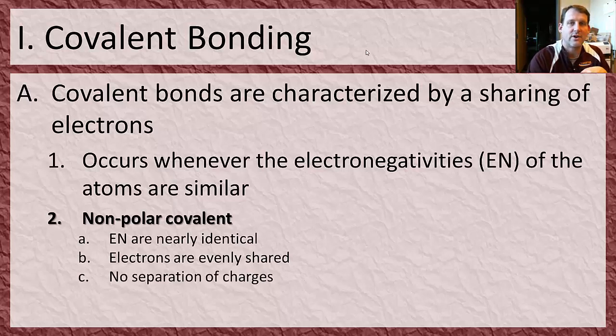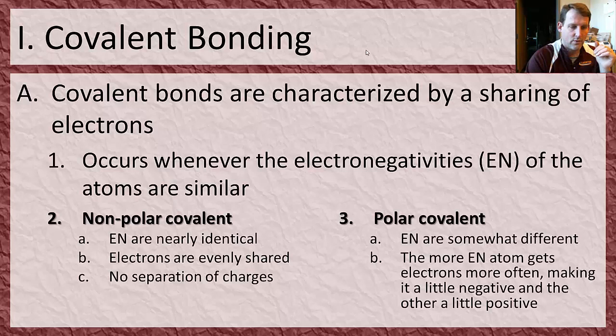The other possibility is the electronegativities are a little farther apart from each other. So if they're not nearly identical, what will happen is the more electronegative atom will pull the electrons more strongly, and they'll actually have them around them more often than the other atom. So what you'll find is that the atom with more electronegativity will have a slight negative charge on it, and the one with less electronegativity will have a slight positive charge on it. It's kind of like a pseudo-ish ionic bond, but it's called a polar covalent bond. So it creates one part of the bond that's positive, the other part is negative.